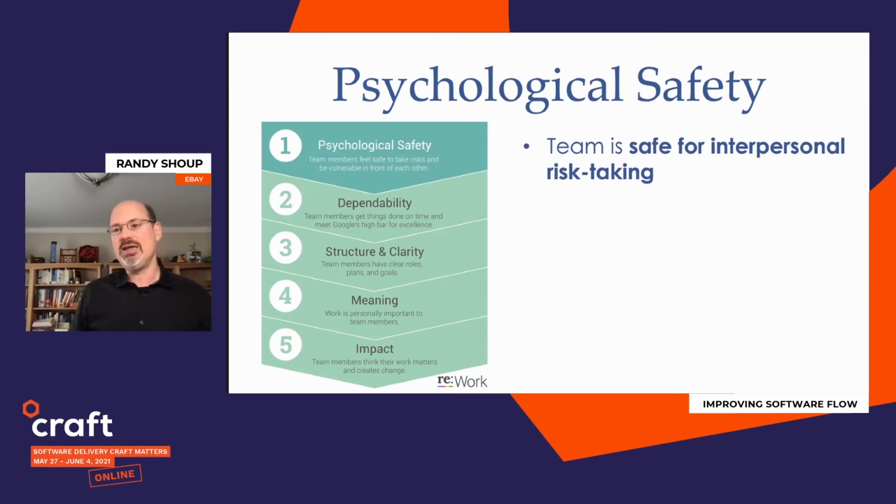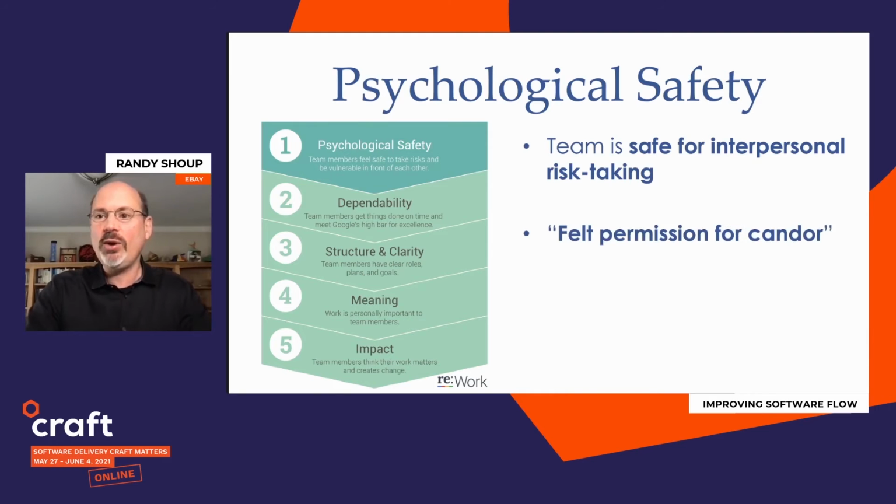So what does that mean? It means that the team is safe for interpersonal risk-taking. Or another way to frame it that Amy Edmondson, the psychologist that came up with this idea of psychological safety, is this: felt permission for candor. So as an individual, do I feel permission to be transparent? So candor, like being open and transparent and straightforward. More or less, can I tell the truth without being punished? And if that is true, then you're going to have a great team. And if that is not true, you need to solve that problem.